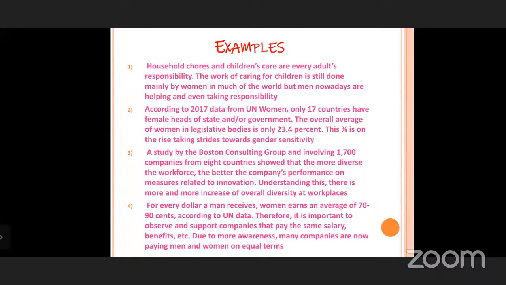The second example shows how the percentage of UN women in the legislative bodies has increased. The third example shows how Boston Consulting Group has given emphasis to a diverse workforce. That means women and men are given equal position and equality in working. And the last shows how earlier men and women were paid on the basis of gender, but now both of them are paid on equal terms.